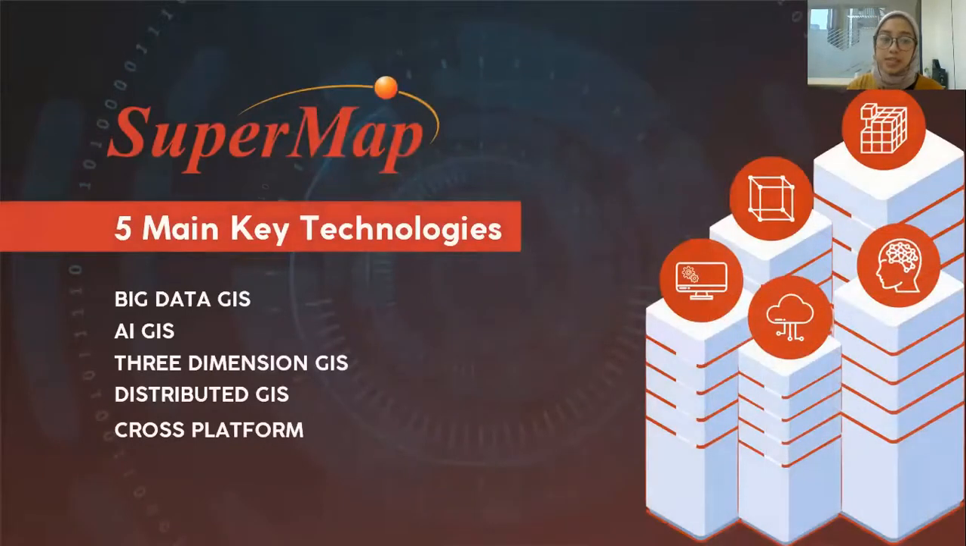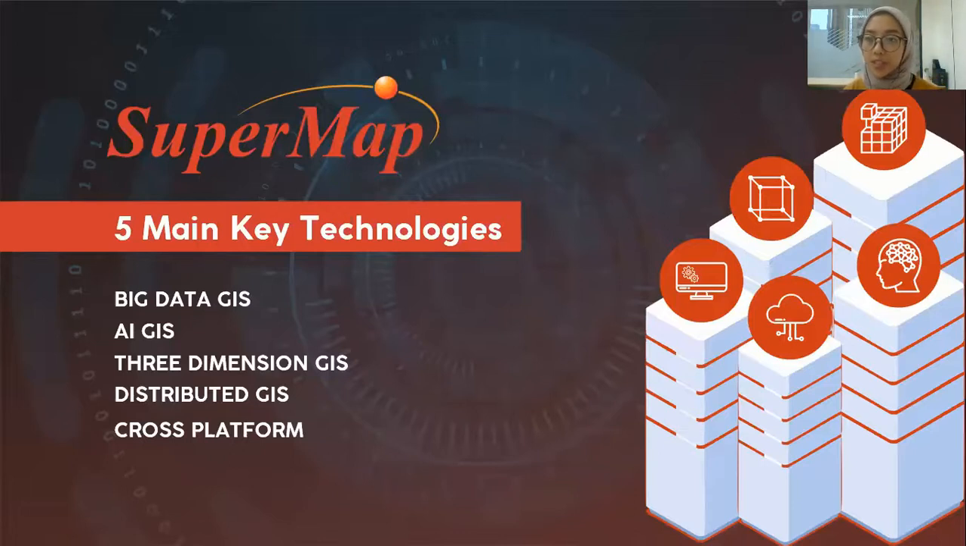SuperMap has 5 main key technologies that act as the main foundation for the whole product. They consist of big data GIS, AI GIS, 3D GIS, distributed GIS, and cross-platform. For big data, our technology can handle everything from data access, streaming, storage, management, visualization, and also analysis. And then we have AI GIS. We support Python environments in our products that allow you to do object detection, feature extraction, binary classification, and many more. And for 3D GIS, our software is very good at handling 3D data.